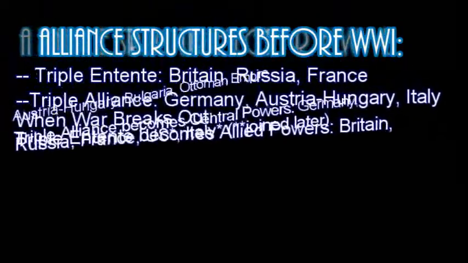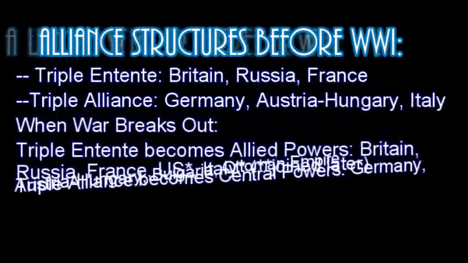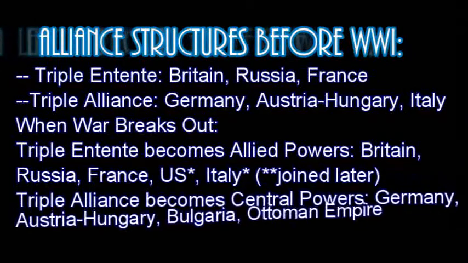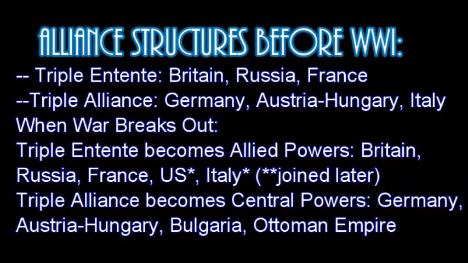So what are the two alliance structures that are in opposition at the beginning of this war? You have the Triple Entente, that's Britain, Russia, and France, and the Triple Alliance, Germany, Austria-Hungary, and Italy. When the war breaks out, the Triple Entente is called from this point on the Allied Powers, and you might want to pause it again. But that's Britain, Russia, France, and then later on in the war, the US and Italy get involved.